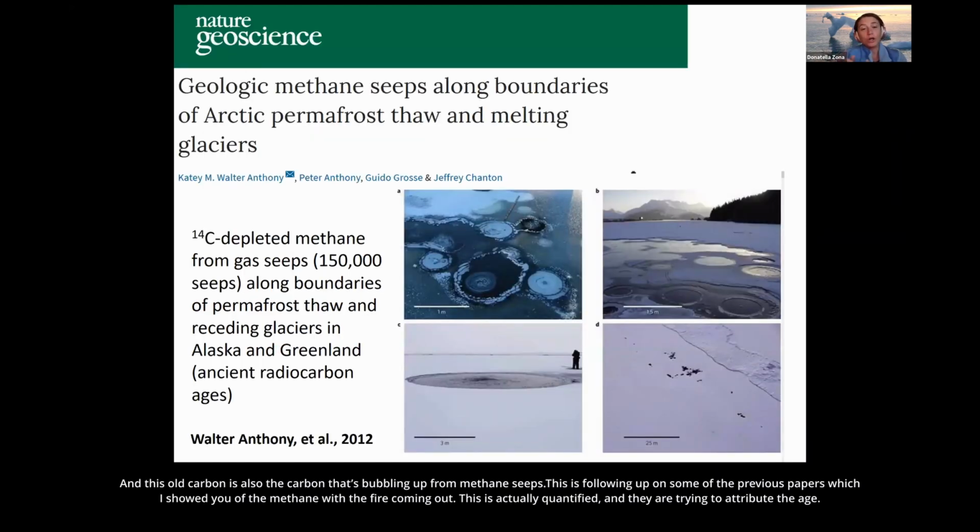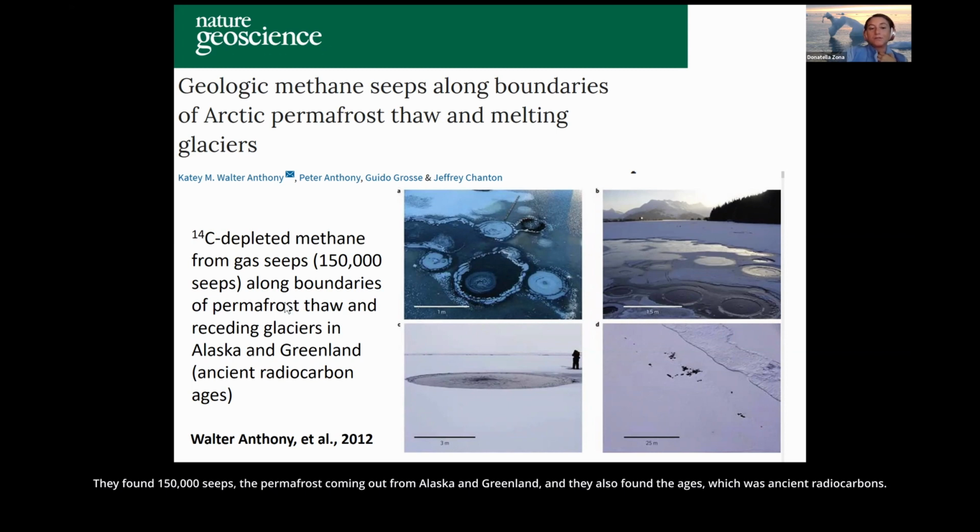And this old carbon is also the carbon that is bubbling up from these methane seeps. This is following up to some of the previous paper in which I show you the methane with the fire coming out. This is actually quantified and trying to attribute also the age. They found 150,000 seeps of this permafrost coming out from Alaska and Greenland, and they also found the ages, which was ancient radiocarbons, okay?